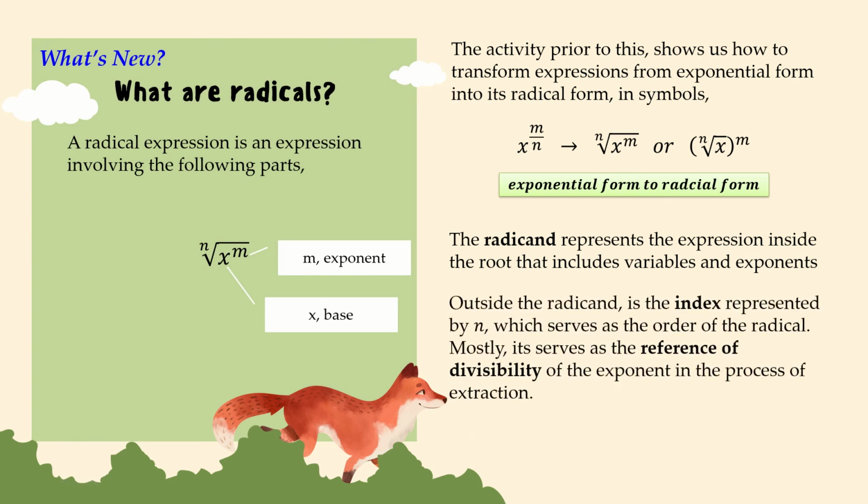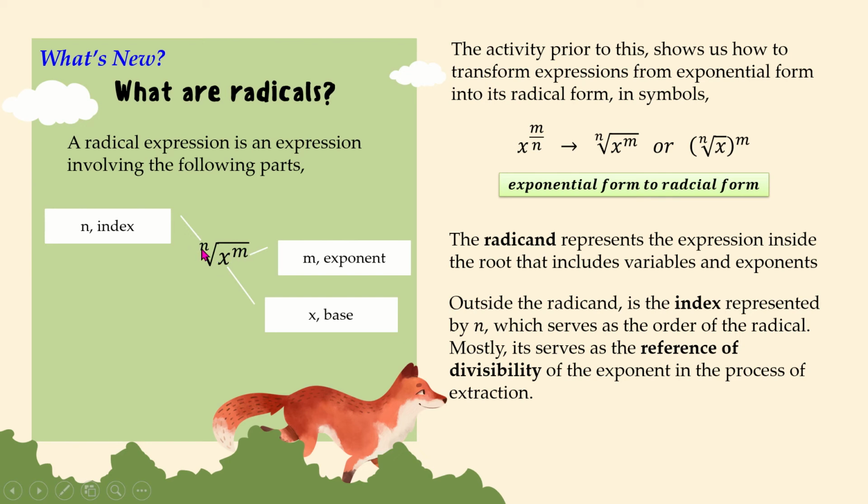Outside the radicand is the index, represented by n, which serves as the order of the radical. Mostly, it serves as the reference of the divisibility of the exponent in the process of extraction. So, kung mag-simplify na ito ng radical expression nga naay exponent, dapat divisible ang exponent sa index.